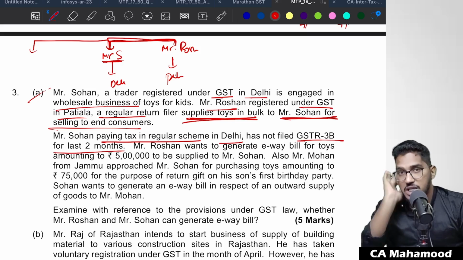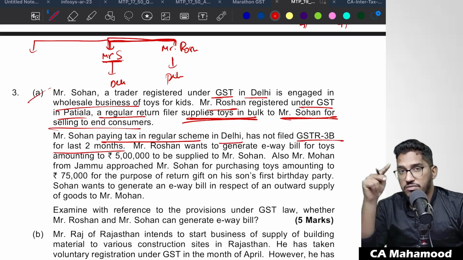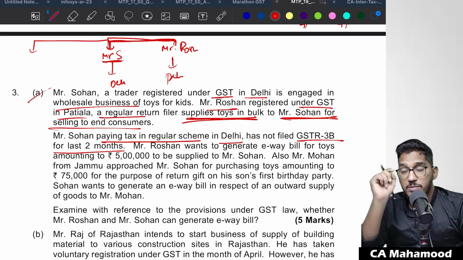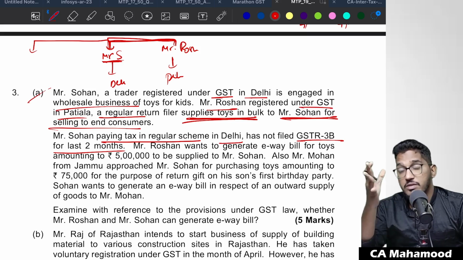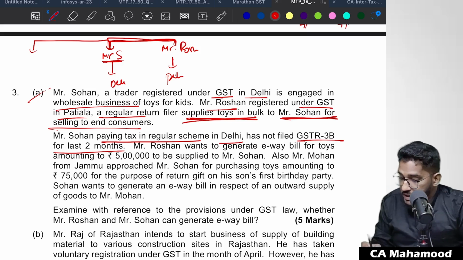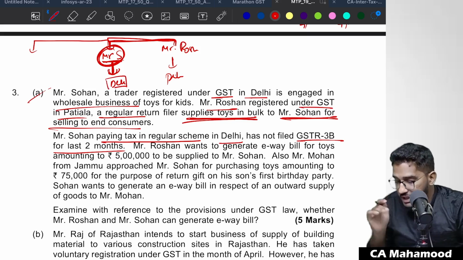Then what will happen? As we have read in the e-way bill, if the person did not file the return for 2 continuous months, he will be blocked from generating the e-way bill. You will not be able to generate e-way bill. E-way bill portal will not work for you. So Mr. Sohan is not filing the returns for 2 months. So now he will not be able to generate e-way bill. In the e-way bill portal, he will not be permitted to generate the e-way bill.